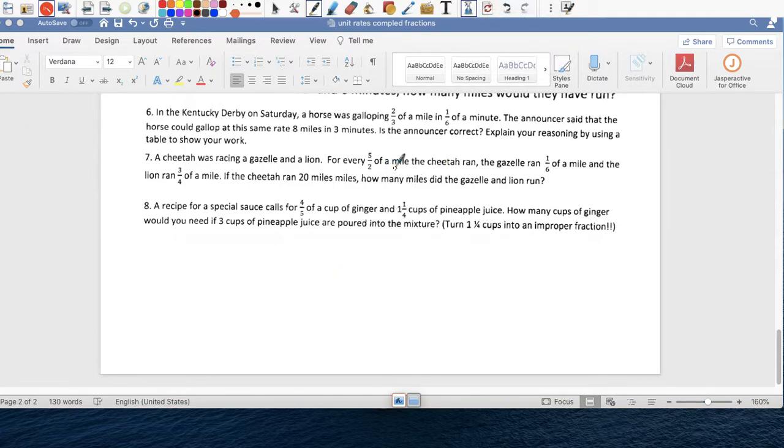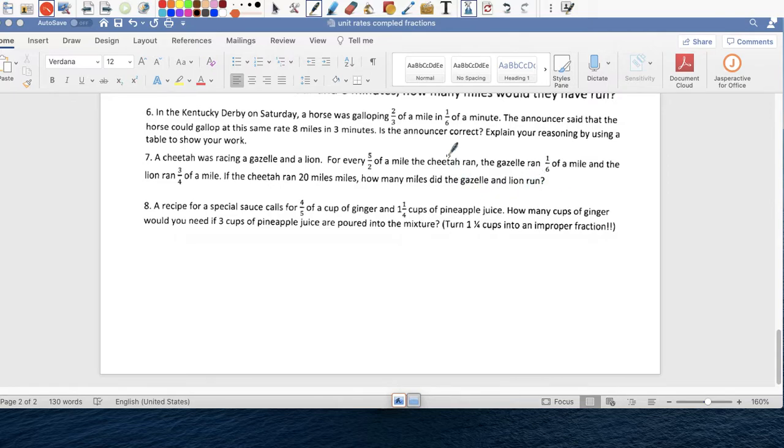7. A cheetah, a gazelle, and a lion were racing. A cheetah was racing a gazelle and a lion, okay? For every 5/2 of a mile the cheetah ran, the gazelle ran 1/6 of a mile, and the lion ran 3/4. If the cheetah ran 20 miles, how many miles did the gazelle and lion run?